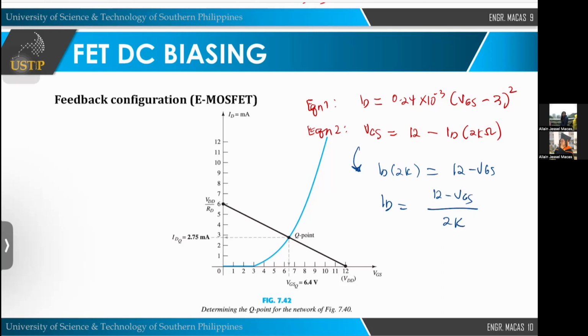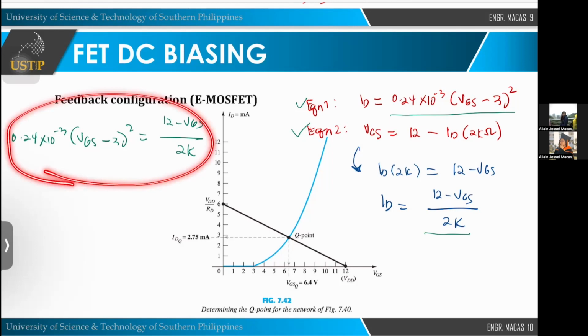The next thing we can do, class, is equate equation 1 and equation 2. Since both are ID, we equate the two. So that means 0.24 times 10 to the negative 3 times VGS minus 3 squared is equal to 12 minus VGS over 2K. Both are equal to ID. So now I have one equation with one unknown, VGS, and I can solve for VGS. Now here's the trick, class: you can use the shift solve on your calculator, but replace VGS with X. Then you can solve for X.